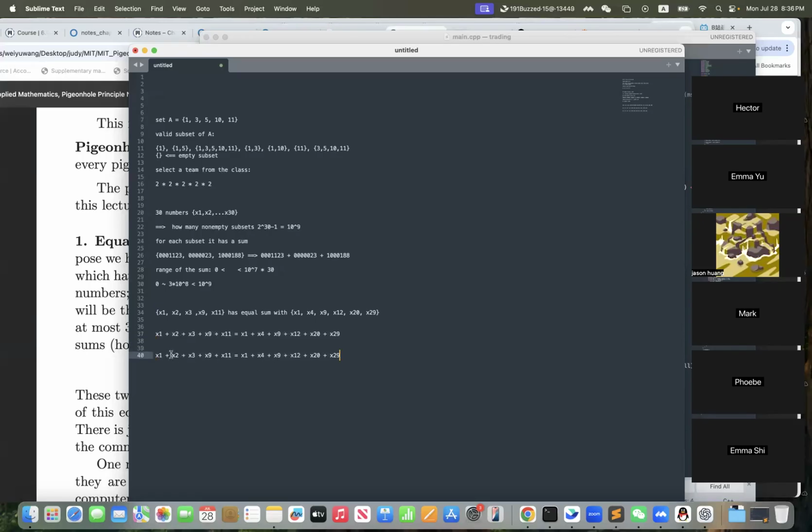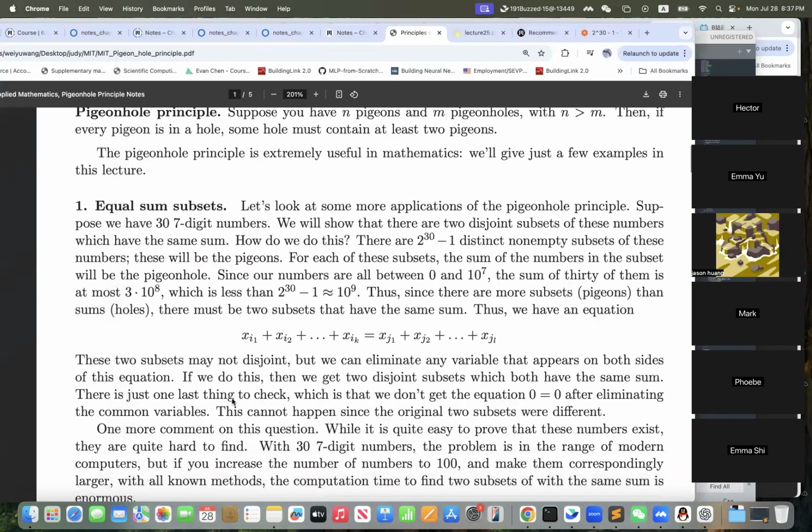So we get the case here. So x1 deducted from both sides, and x9 minused from both sides. Now, as long as one number is repeated on both subsets, we just remove it, and the total sum won't change because we remove the same stuff. Then eventually we will get some numbers summed together equal to other numbers summed together, and they don't have a repeated number, right? So what do we eventually get?